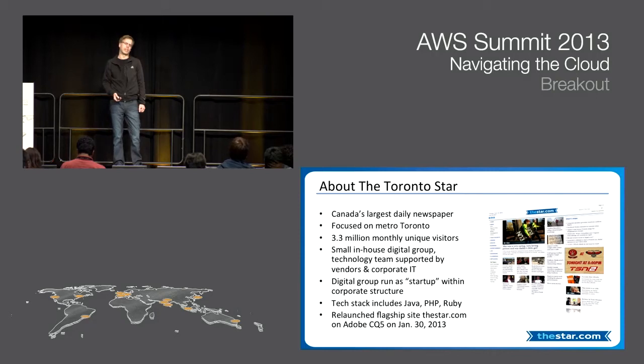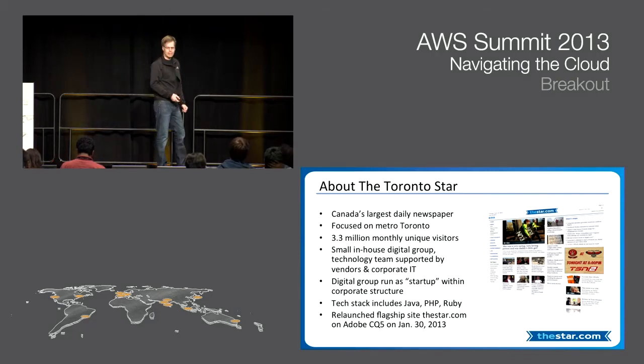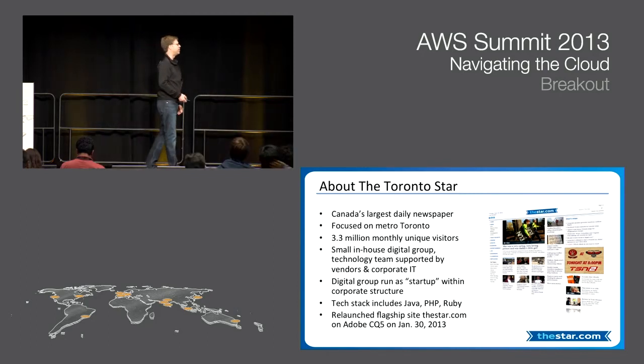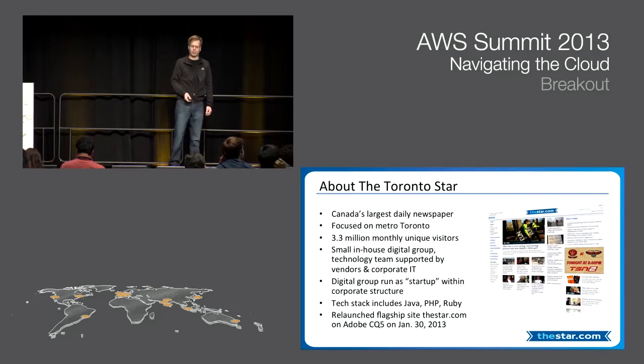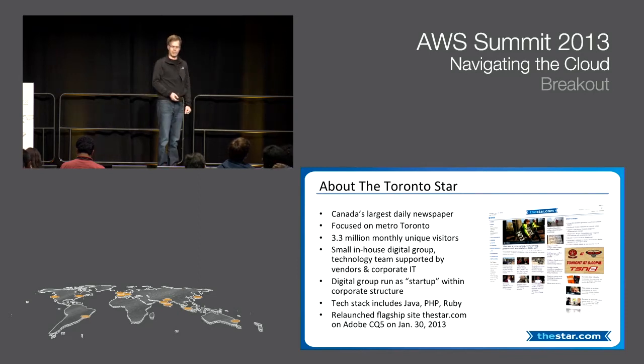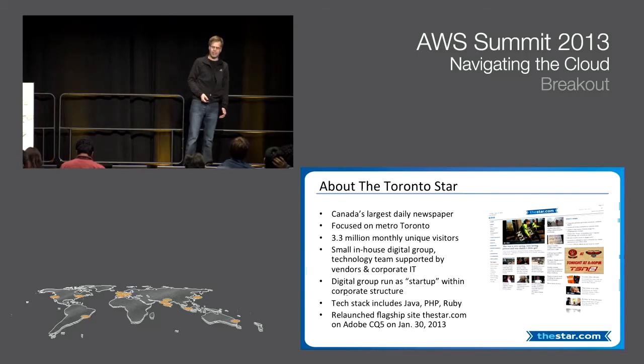We are the largest daily newspaper in Canada. We're focused on the Metro Toronto area, which has a population of about 5.5 million people, and we have a weekly circulation of about 2 million, so a lot of people in Toronto read the print product. The website, thestar.com, has about 3.3 million monthly unique visitors, according to ComScore. So it's a fairly large website. We're serving tens of millions of page views a month and many, many objects through CloudFront.